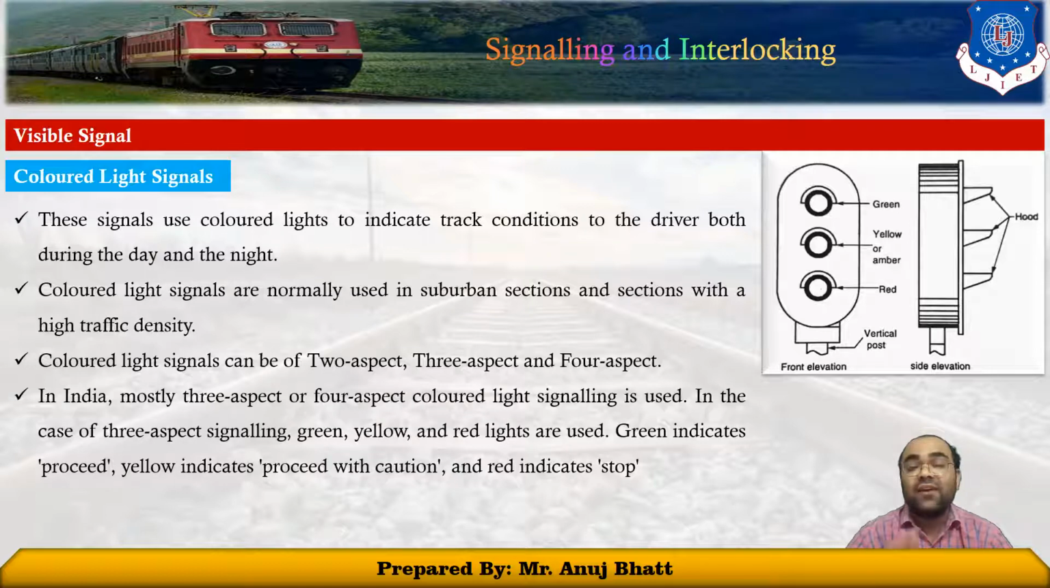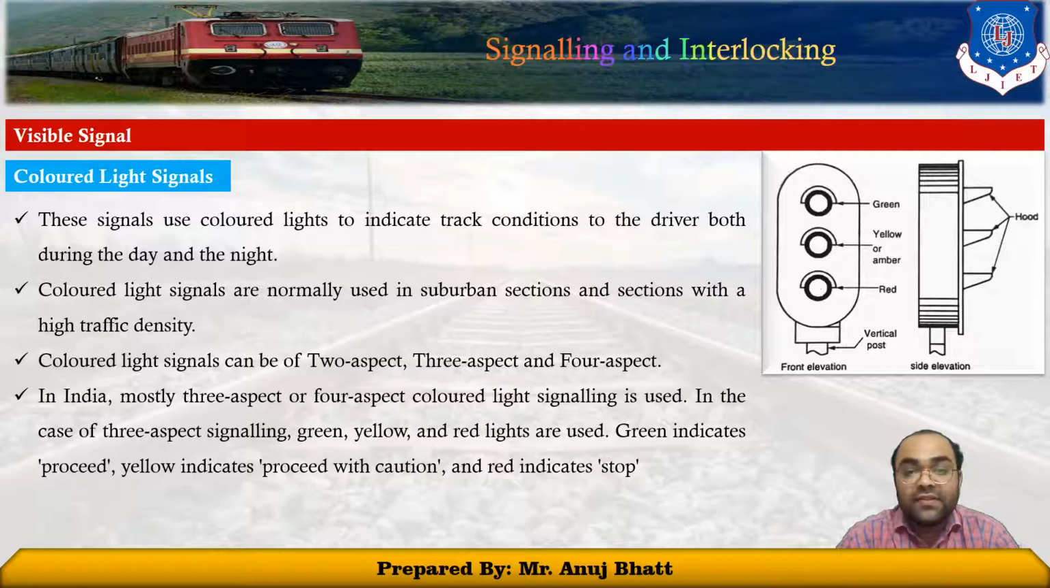This light is protected by special lenses and hoods and can be distinctly seen even in the brightest sunlight. These lights are fixed on a vertical post in such a way that they are in line with the driver's eye level. The system of interlocking is arranged so that only one aspect is displayed at a single time. The colored light signals are normally used in suburban sections with high traffic density.